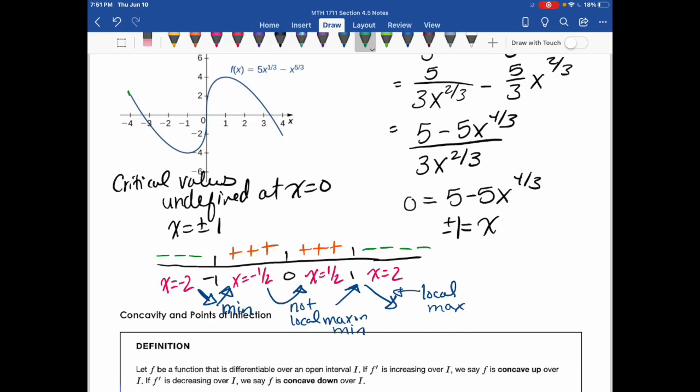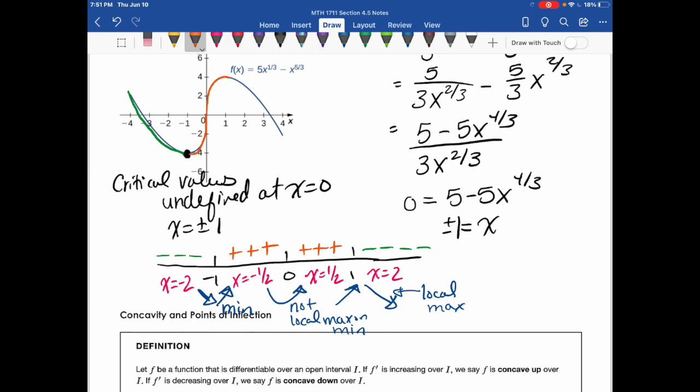Now, if we check that on our graph, we can see that on this interval here, from minus infinity up to -1, we're decreasing. Then we have that critical value at x equals -1, and because it changed signs on the derivative from negative to positive, we said that that was a minimum. And you can see on the graph that that's true.